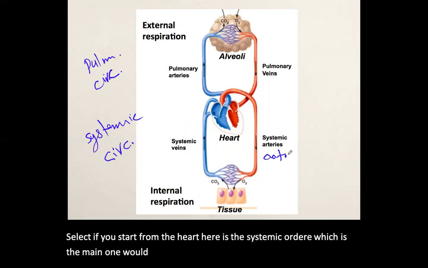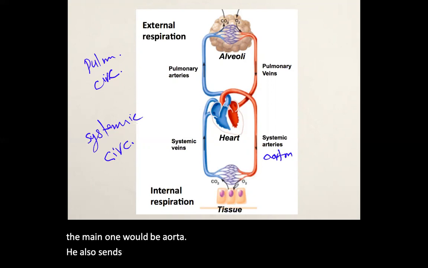So look, if you start from the heart, here is the systemic artery, which is the main one, would be aorta. Aorta sends blood through branching, gives up its oxygen, picks up the CO2. It goes back to your heart.